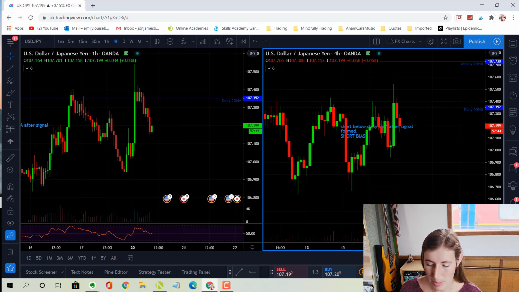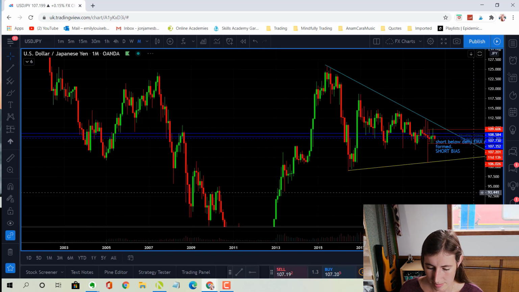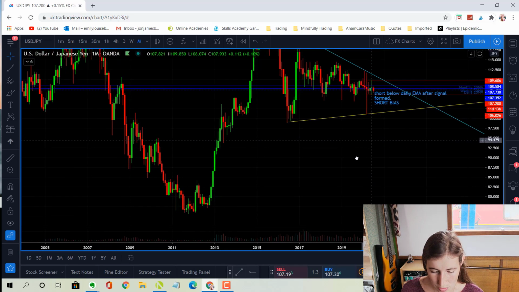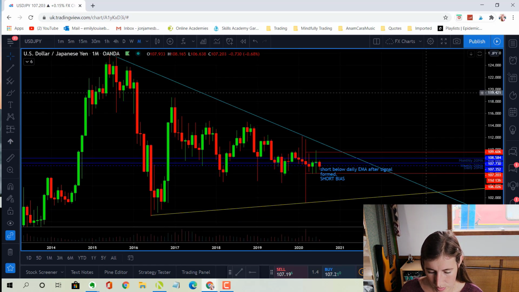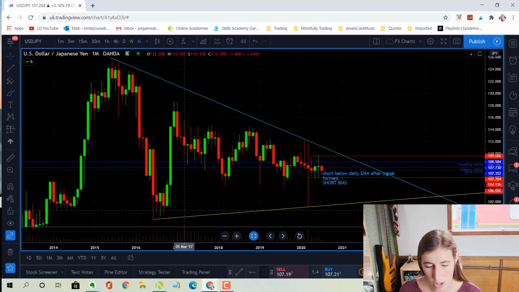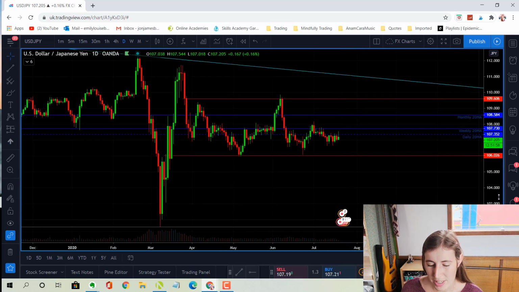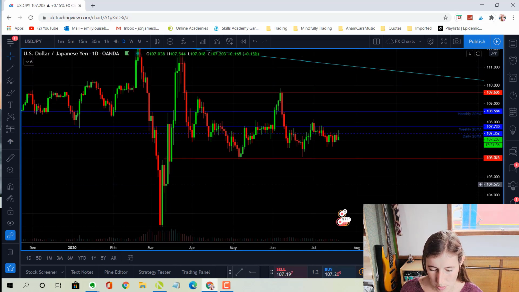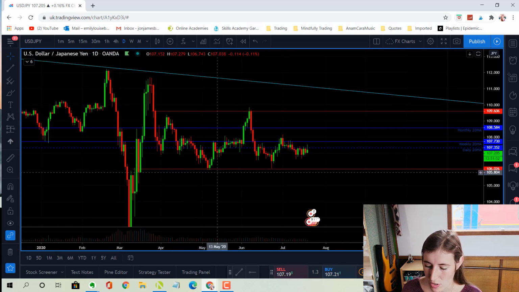So again, I'm just going to jump back to the monthly just to remind myself of this pattern. I've been in this, it seems, consolidation phase, because we've got this trend line along the bottom here, and then again along the top on the monthly chart. But I'm not really too interested in this pair. It doesn't really seem to be doing much, and like I said, it's not one that I usually trade, so I'm going to leave it there.